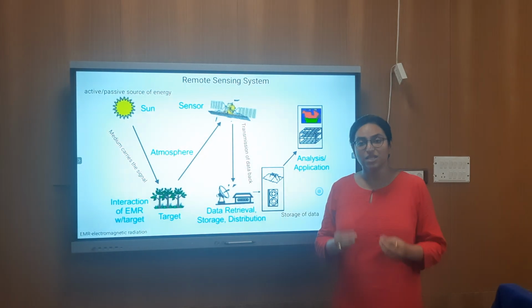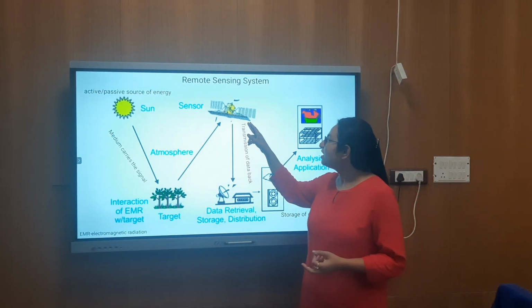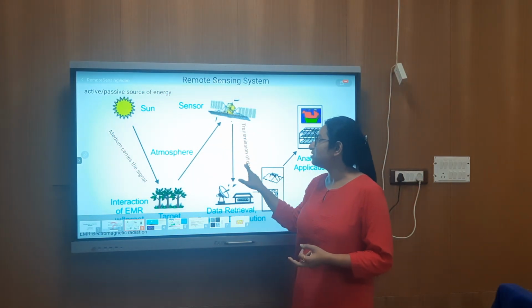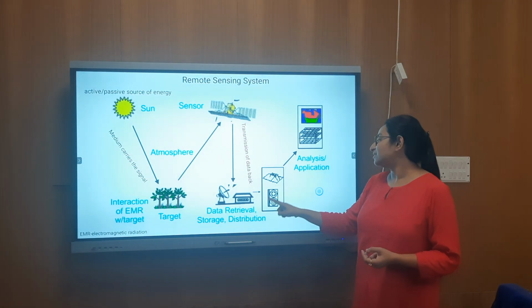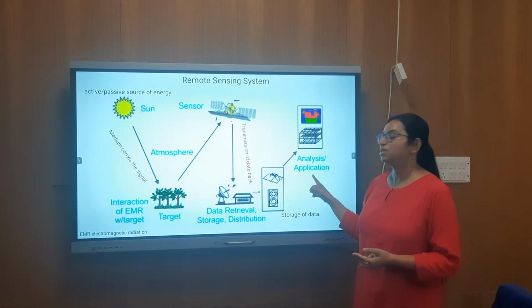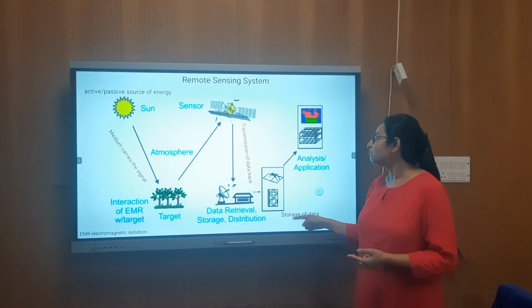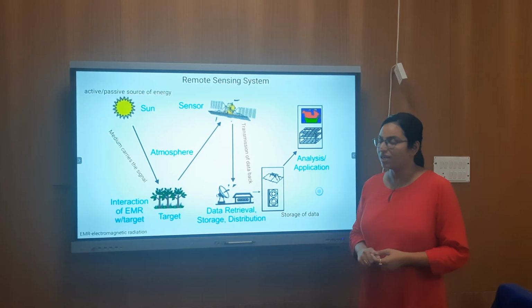So based on our need, the sensors or the satellites are designed, and then after the sensor captures the data, we transmit the data back to the earth, and the data is stored in different formats, and we use the stored data for analysis and application. We do pre and post processing of the data, and then we go for the analysis.